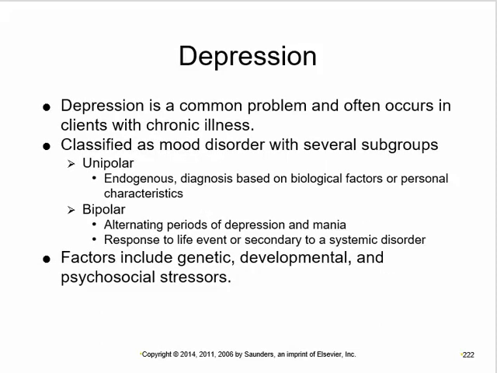Depression is very common. It's a mood disorder. In the DSM, they call it affect disorder. So you can have unipolar affect disorder, or you can have bipolar, so you can have depression and mania. So there's genetic factors, developmental, psychosocial factors, stressors, all kinds of things.